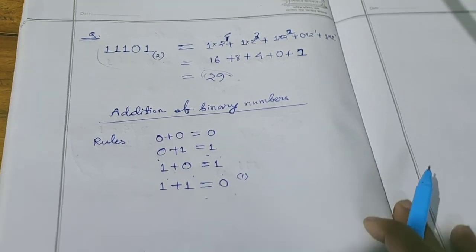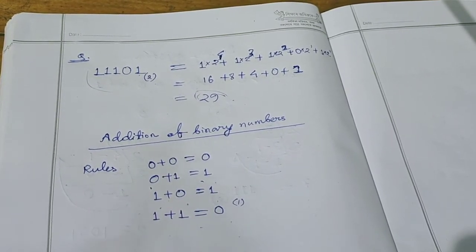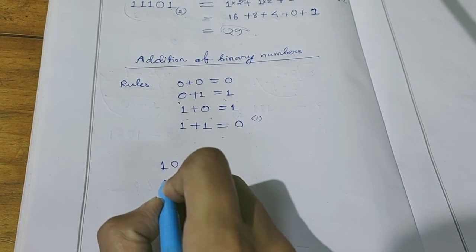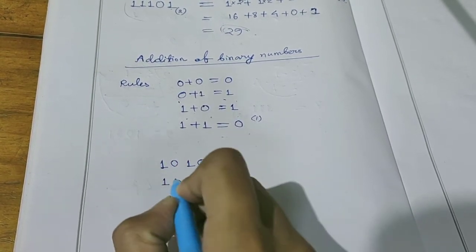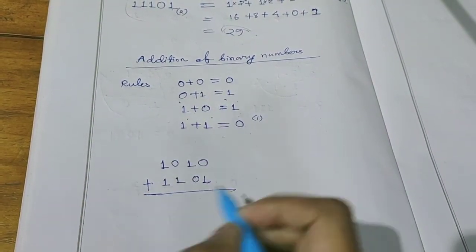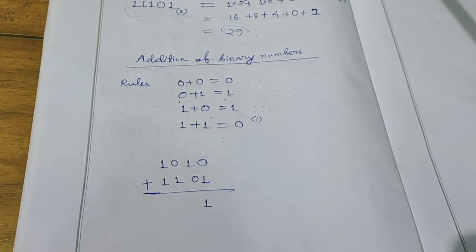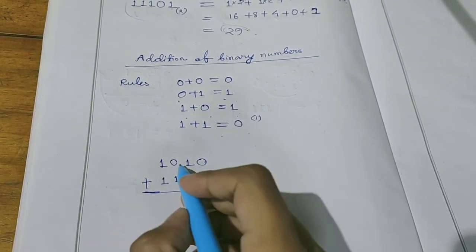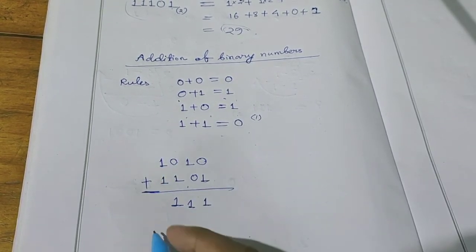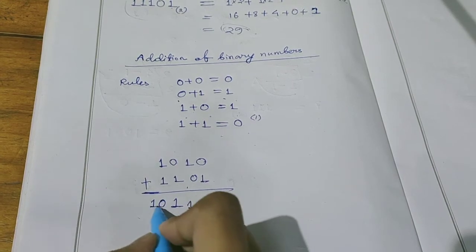Let's do one example, then you will understand it better. So let's add this one, 1010, then 1101. Okay, now if we add this, let's go through the rules first. 0 plus 1 equals 1, 1 plus 0 equals 1, 0 plus 1 equals again 1, then 1 plus 1 equals 0, but 1 is carried, so this is the answer.